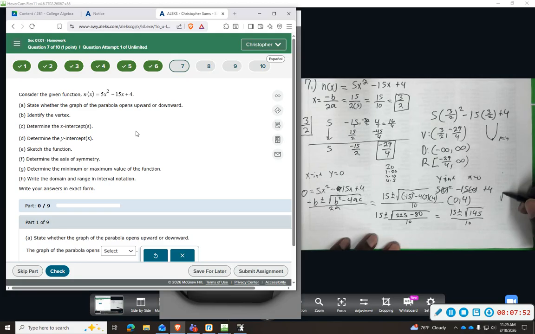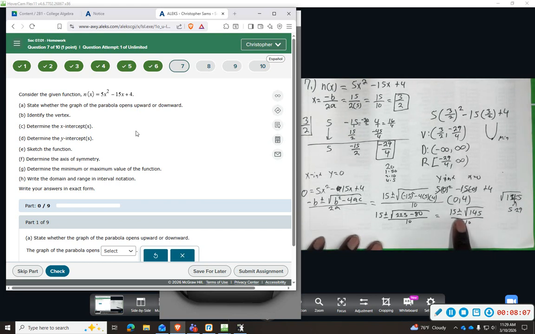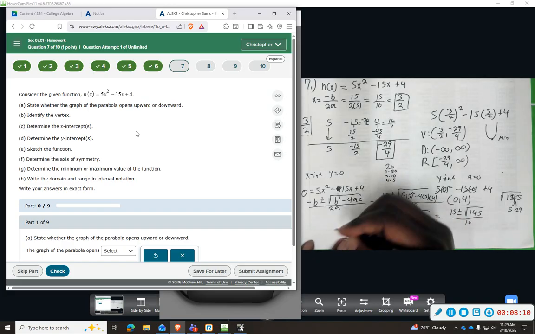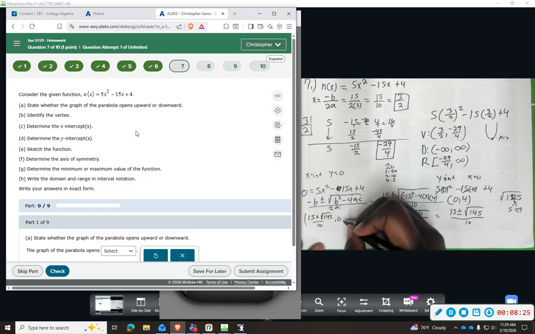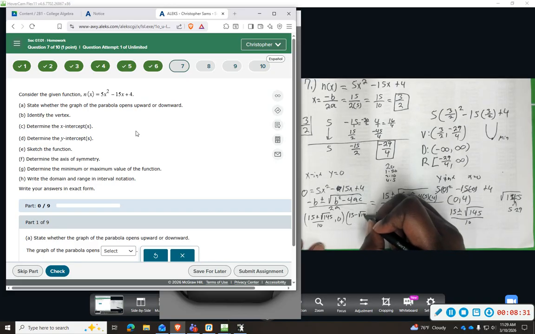Can this radical, the square root of 145, reduce? Divided by 5? Five times 29, it won't reduce. So our two x-intercepts, we'll leave in this form. We'll have (15 plus the square root of 145) over 10, comma 0, and (15 minus the square root of 145) over 10, comma 0. Okay, provided no errors were made.